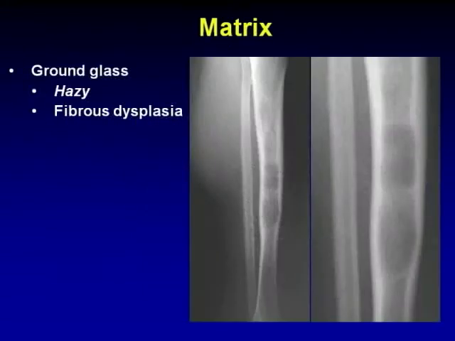What about this matrix? I should have gotten those Lippincott people to chip in for a right answer here. Well, this matrix has been described as ground glass. Whether or not you like that term, it's commonly used to describe this hazy opacification associated with a patient who has one of these fibrous dysplasia lesions.